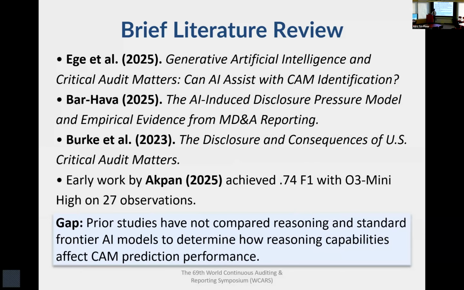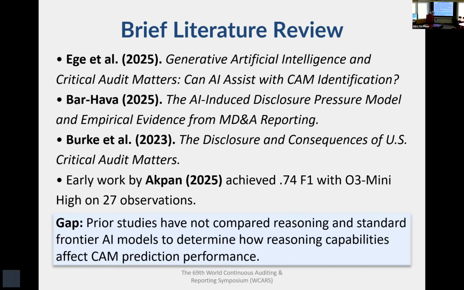Now, we found some recent papers to anchor our study. The first was with Dr. E.G. from Texas A&M University. What they did was they tested ChatGPT 4.0 in the API. They tested how well ChatGPT 4.0 can predict critical audit matters using footnotes and disclosures. And what they found out was that ChatGPT 4.0 could predict CAMs 37% of the time.